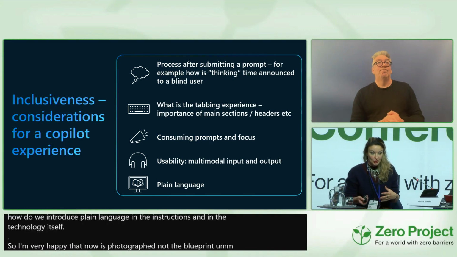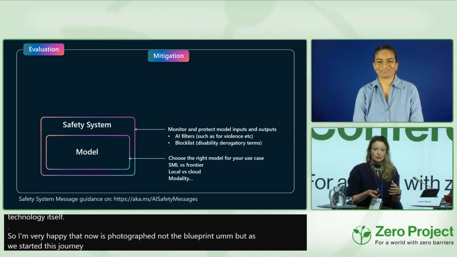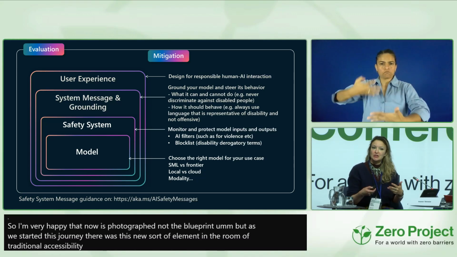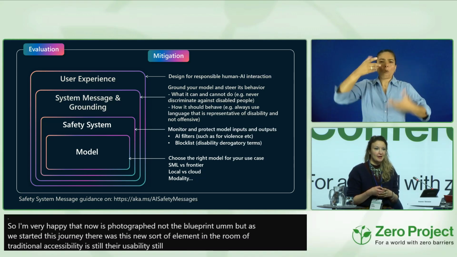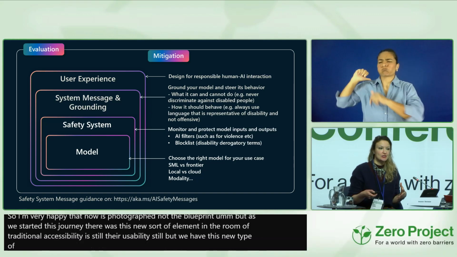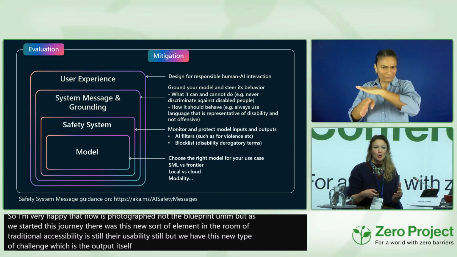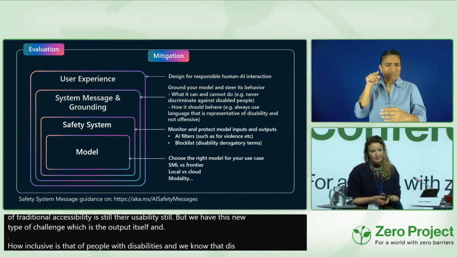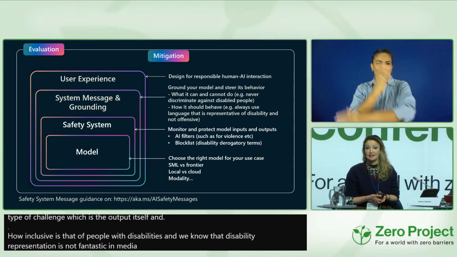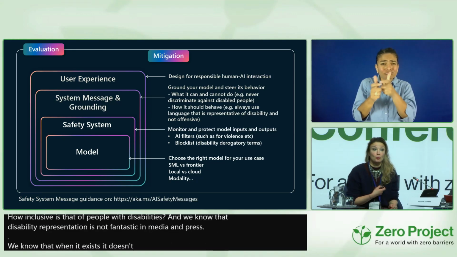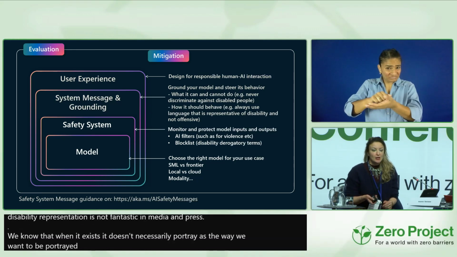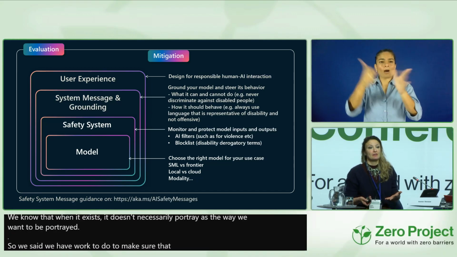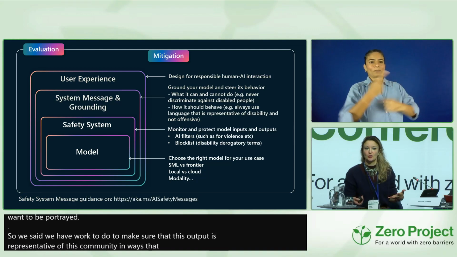But as we started this journey, there was this new sort of element in the room of traditional accessibility is still there, usability is still there, but we have this new type of challenge, which is the output itself. And how inclusive is that of people with disabilities? And we know that disability representation is not fantastic in media and press. We know that when it exists, it doesn't necessarily portray us the way we want to be portrayed. So we said we have work to do to make sure that this output is representative of this community in ways that feel valid for the community.